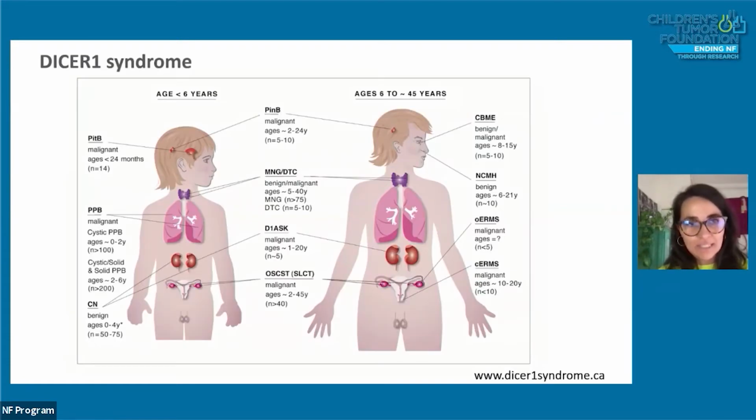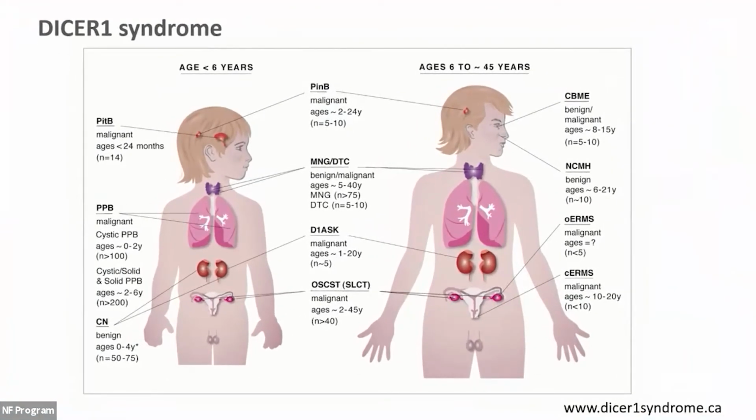I'm going to start by talking a little bit about Dicer. So Dicer syndrome is a hereditary condition that predisposes for the development of more than 15 tumor types. Some of them very, very rare, and others as common as multinodular goiter or thyroid nodules, which are not actually a tumor but an overgrowth, and it affects mostly children and young adults.